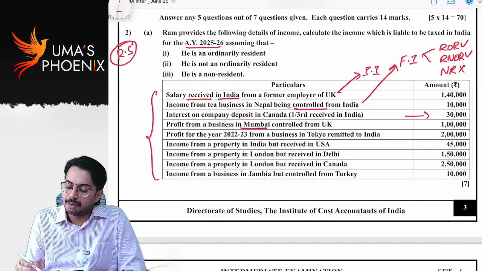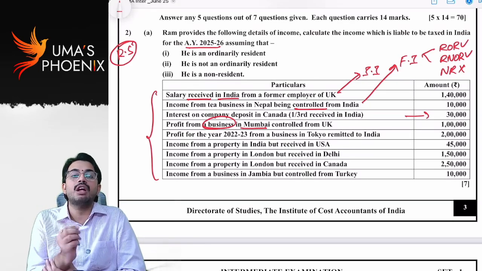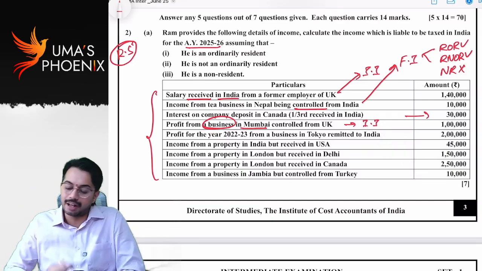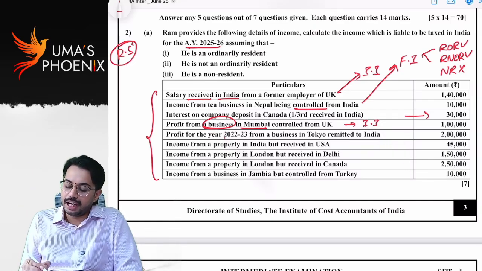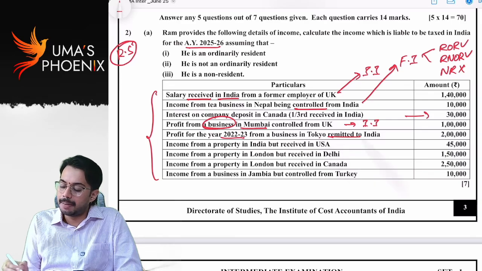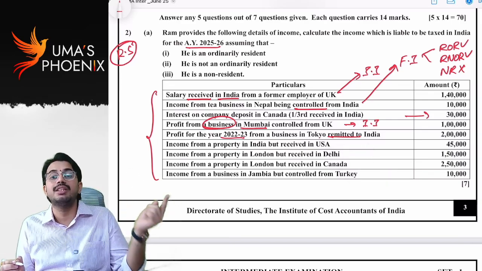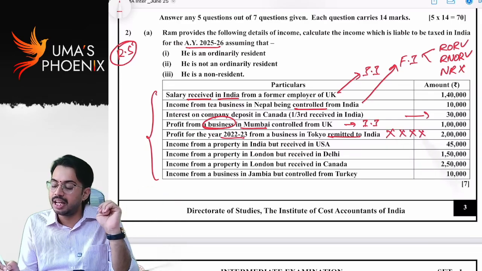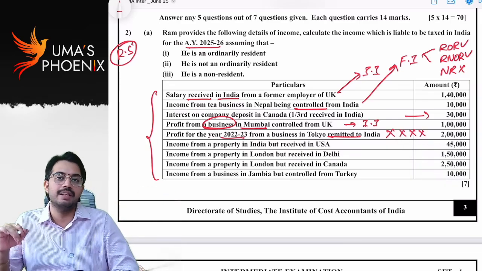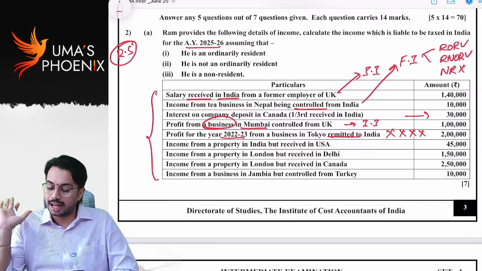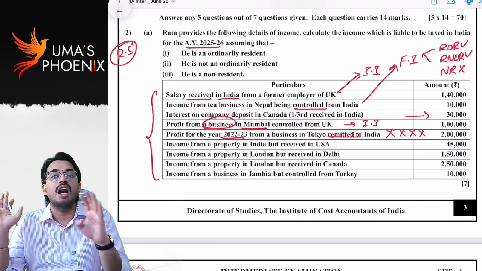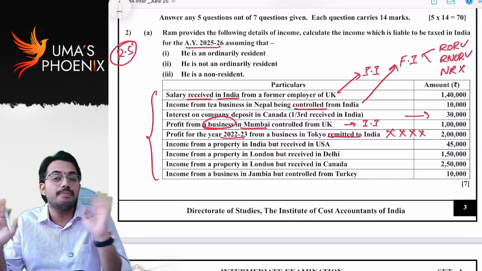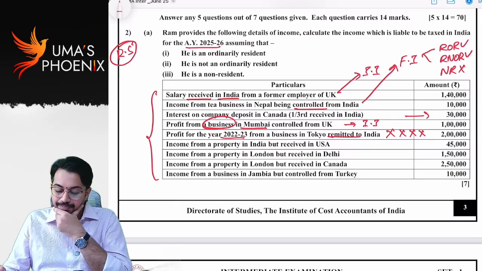Profit from business in Mumbai. Business is in Mumbai, place of accrual Mumbai. It is Indian income, taxable for all. Profit for 22-23 from a business in Tokyo remitted to India. Past year profits brought to India in the current previous year are not at all taxable. It merely amounts to transfer of funds from a foreign bank account to an Indian bank account. It will not be considered as receipt of income.